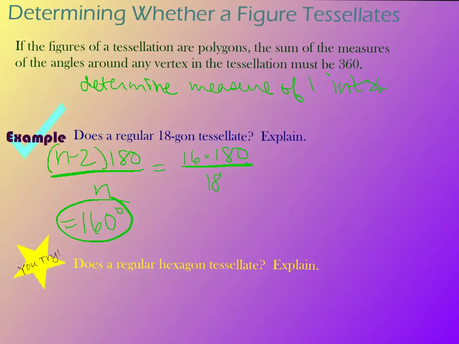Now what I have to ask myself is, is 360 degrees divisible by 160 degrees? In this case, no, it's not. There's no way for me to use 2 or 3 of these angles to get that full 360. So does this tessellate? No, it does not tessellate because my interior angle of 160 degrees has no way to form that full 360 that's needed. So you go ahead and try that for a regular hexagon.